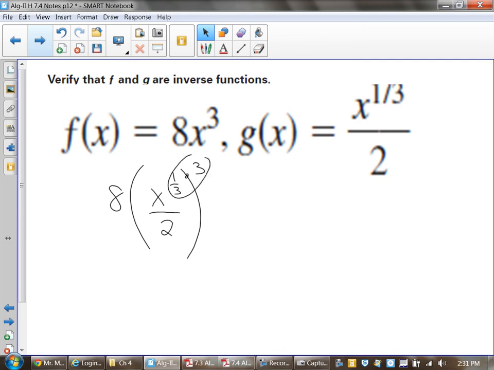So if I have to multiply these two, what's 1/3 times 3? 1. So I have 8x, and then here I have to distribute, what's 2 cubed? What's 8 over 8? So I get x. So the first one worked out clean. I check it again going the other way.